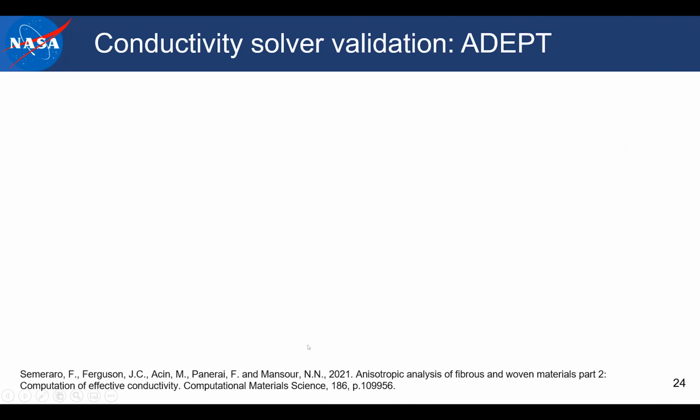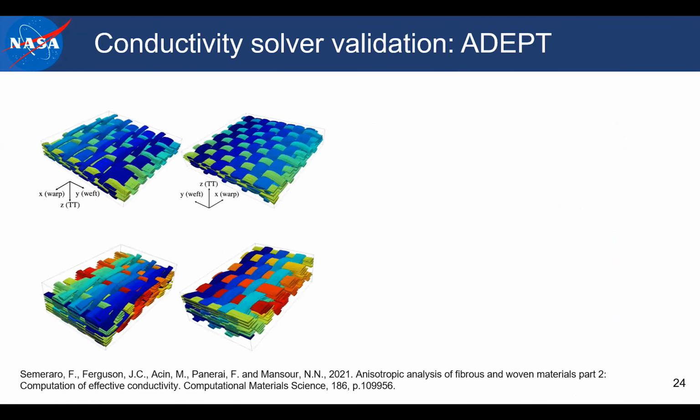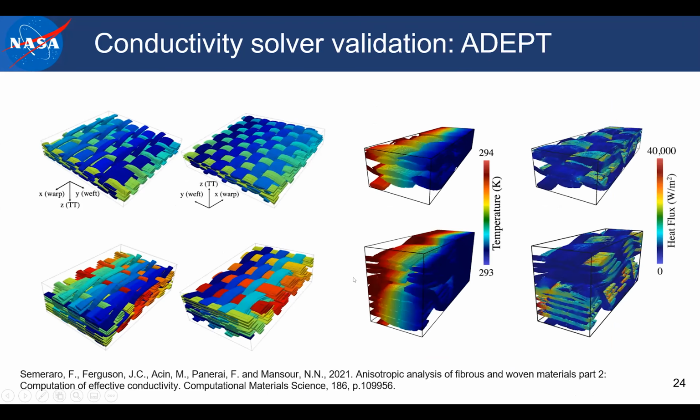Next, I'll briefly share our validation against some experimental values for ADEPT. If you want to read more, here is a link to the paper where these results are discussed in more detail. Basically, we ran several different conductivity simulations for different configurations of ADEPT, which have different woven domains. Here are a couple of the candidates for ADEPT. Here is the 8-layer yarn, and here is a 4-layer yarn, with the different temperature fields that we obtain, as well as the heat flux.